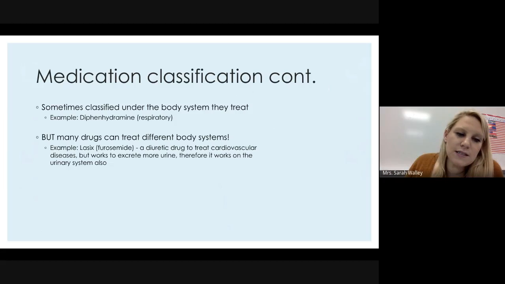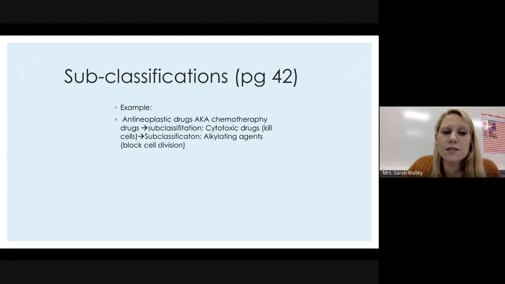So because it can treat different systems, they usually say, well, we might as well just classify it under what exactly it does, because it could treat a bunch of different things because the body's all connected. There are some sub-classifications.